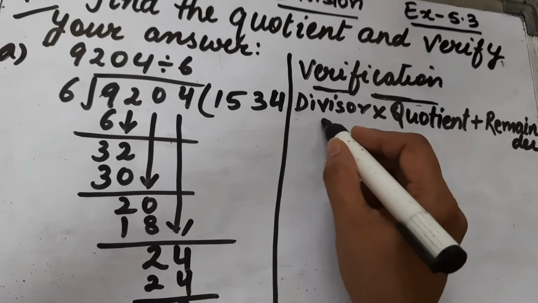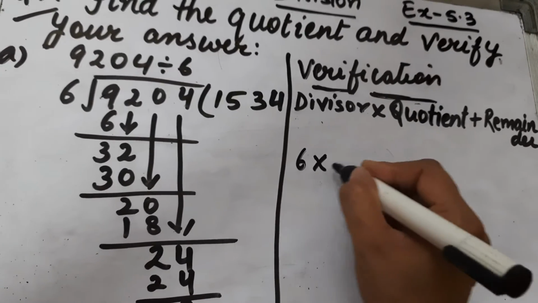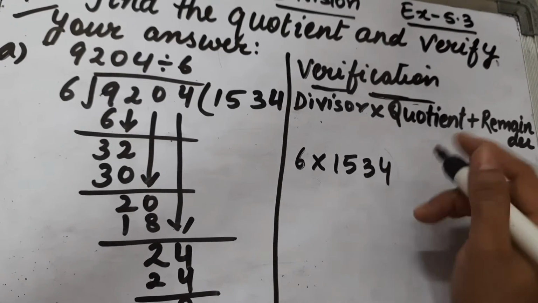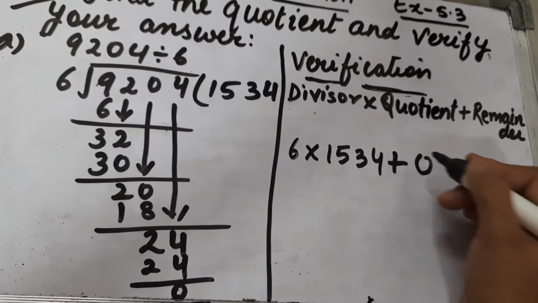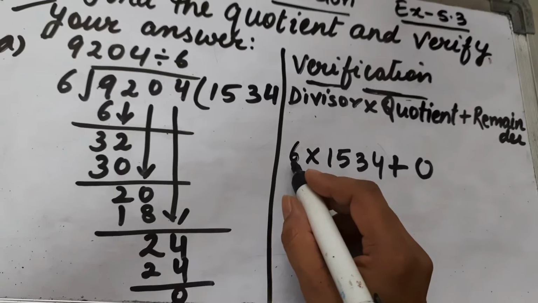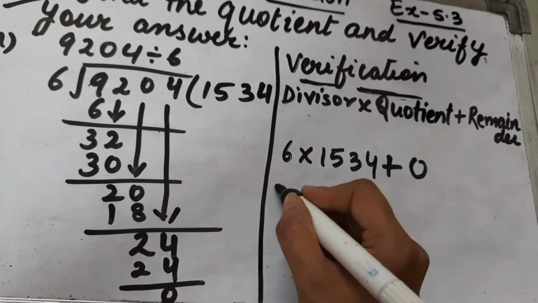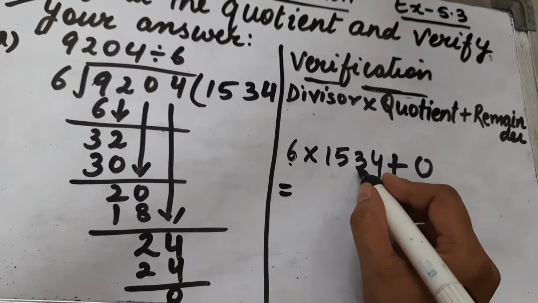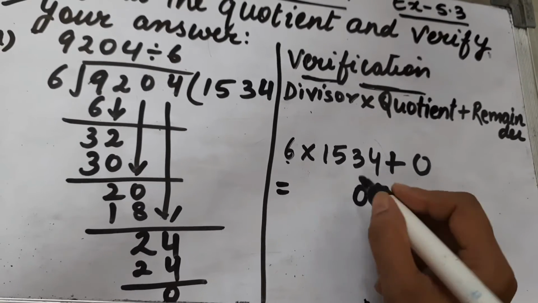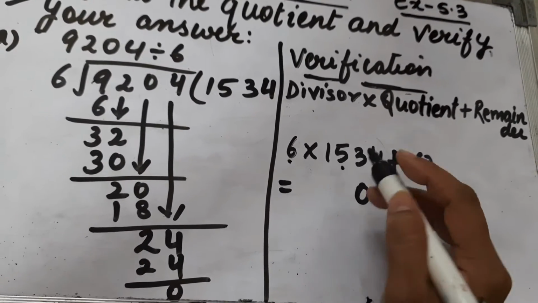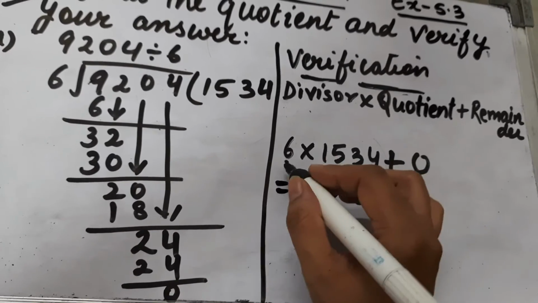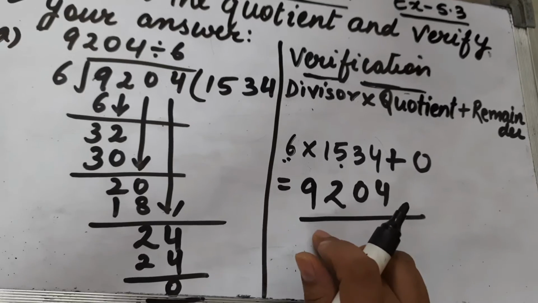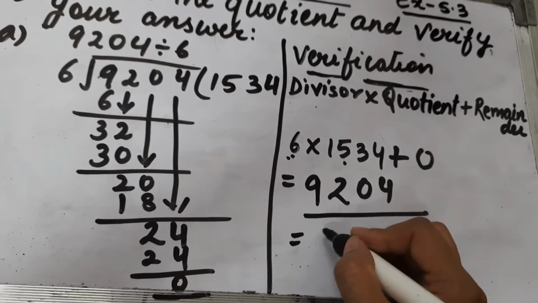Okay, see, divisor is 6, quotient is 1534, and in this product we have to add the remainder, and remainder is 0. Now multiply 6 by 1534. 6 4s are 24, 6 3s are 18, 18 plus 2 is 20, 6 5s are 30, 30 plus 2 is 32, 6 1s are 6, plus 3 is 9. This is 9204 which is equal to our dividend.